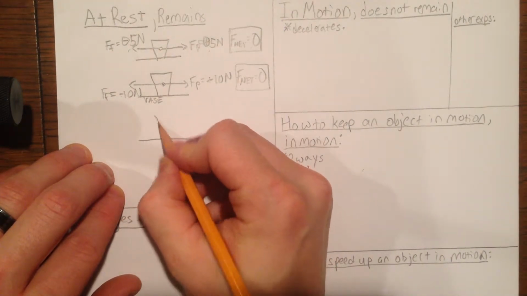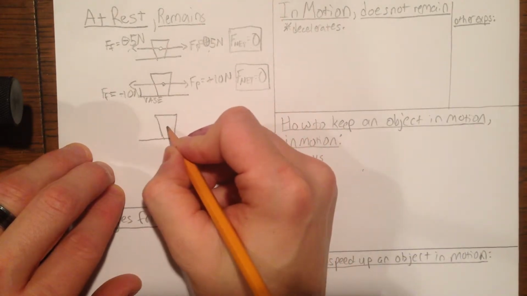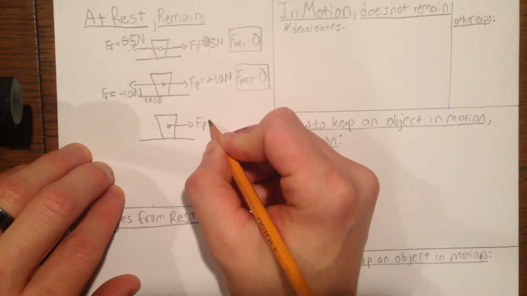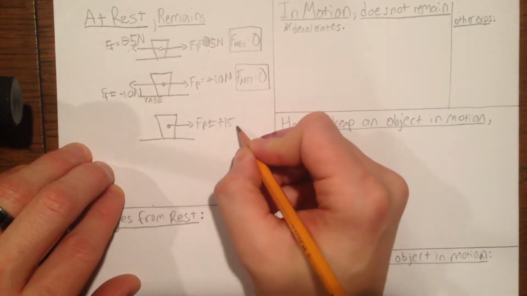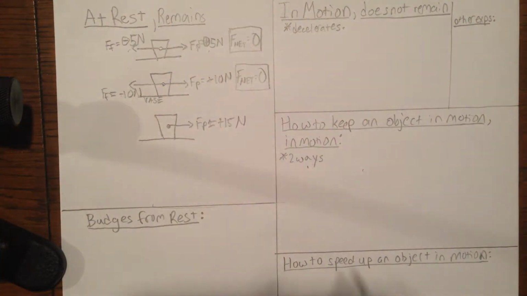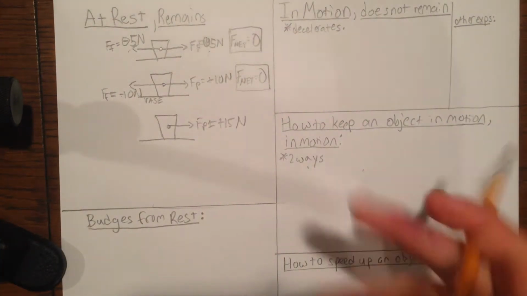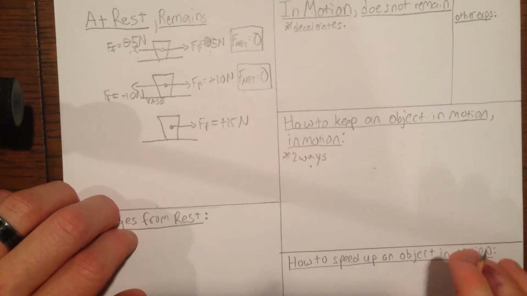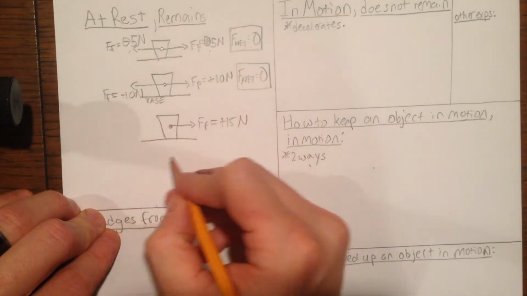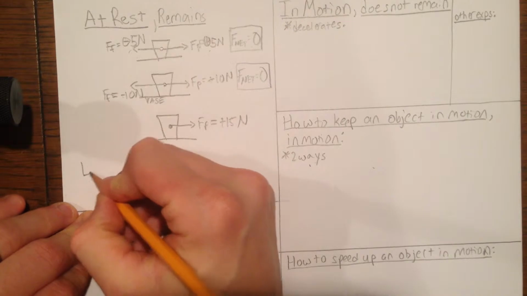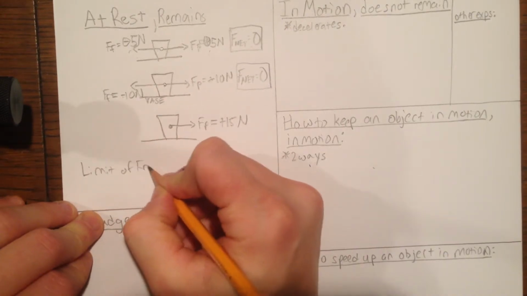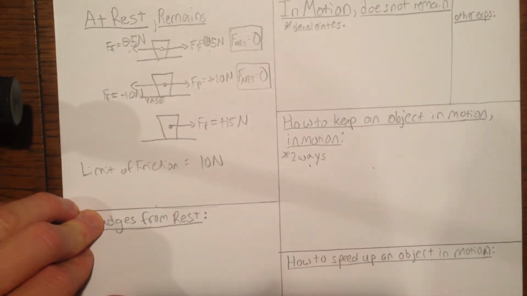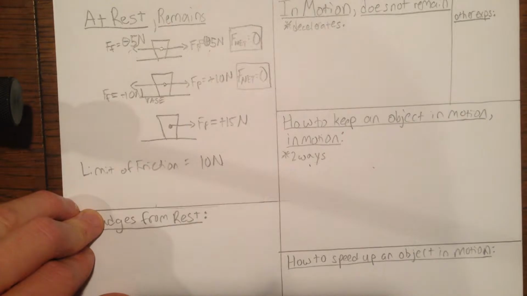Alright, so draw your vase again, and what do you think? We're going to push it positive 15. Eventually that vase is not going to remain at rest if you push hard enough. So if we push with 15, did we overcome friction, right? Well, say our limit of friction in this case is 10 newtons, so friction can only apply up to 10 newtons of force, right?